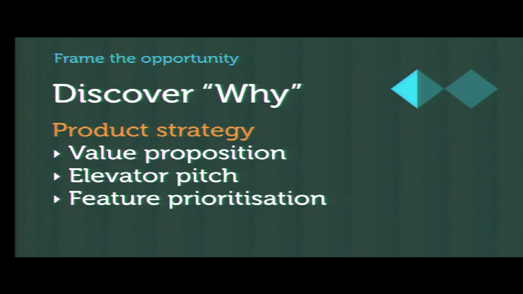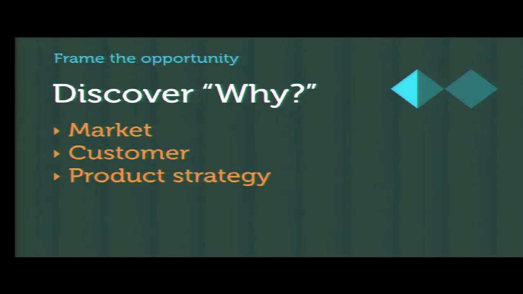From that context, we can then start to say, okay, that means that we need this and this and this feature, and we can prioritize the initial scope or plan for what we need to be making. So in answering the first question, why we should be doing something with this, we need to get a picture of the market, the customer, and a product strategy.